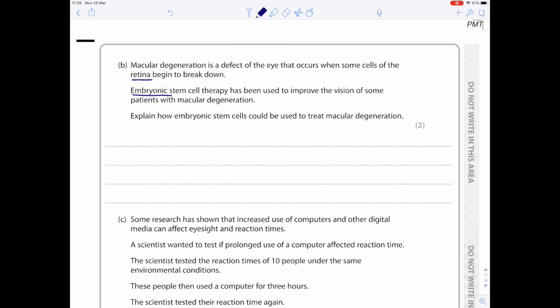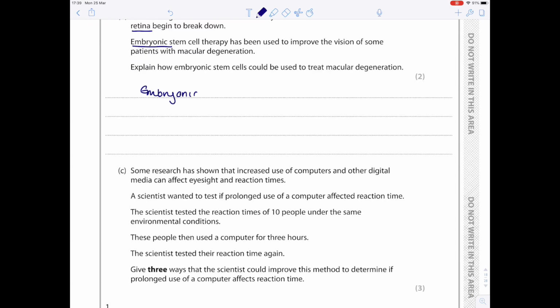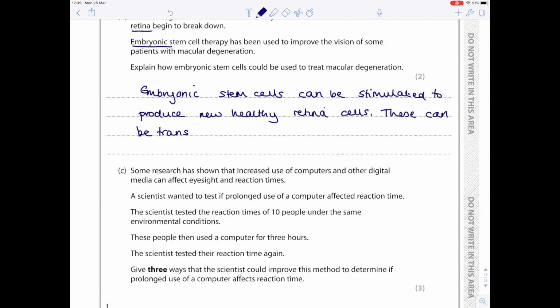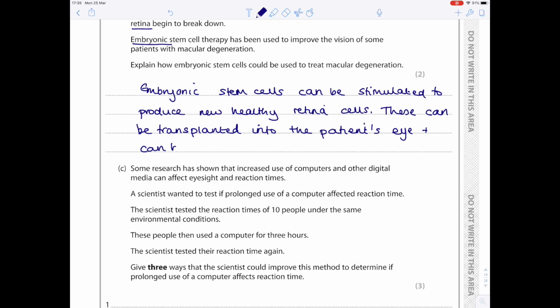So let's basically write that now. These can be transplanted into the patient's eye and can be used to replace the damaged cells.